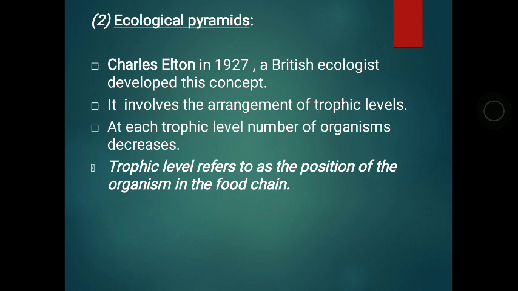At the level of consumers, the first thing which is eaten, that is the producers, the plants, will be eaten by a large number of animals. There are many vegetarian or herbivorous animals. But as we go to the next trophic level, the number of carnivorous animals which eat these herbivorous animals will be a certain amount. And if we go to the next trophic level, the number of animals which eat these carnivorous animals which had eaten the herbivorous animals will be even less.